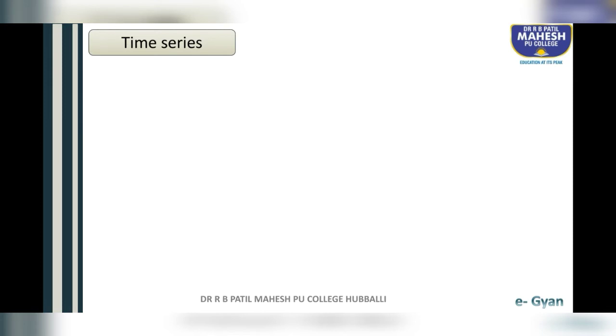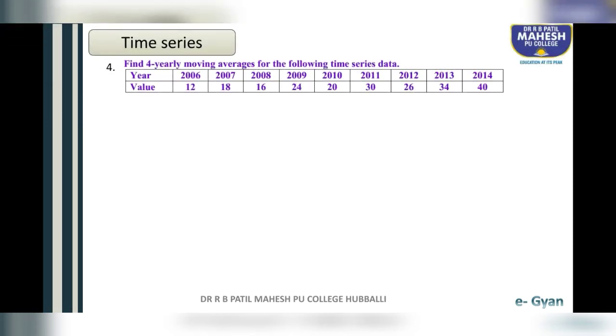Okay, let us take the example. First example, find 4 yearly moving averages for the following time series data. The first column, first row, year is given from 2006 to 2014. The next row, value is given. For 2006 the value is 12, so like this. For 2014 the value is 40.